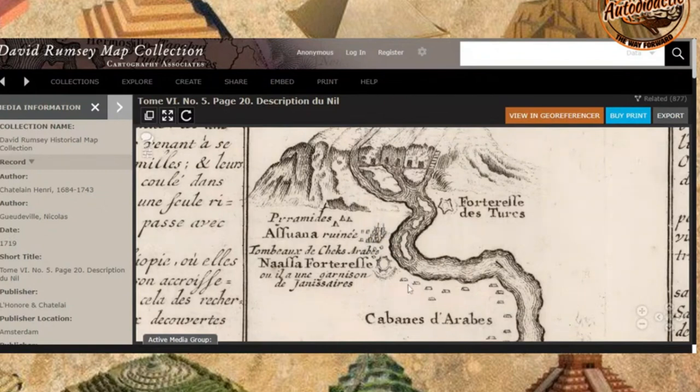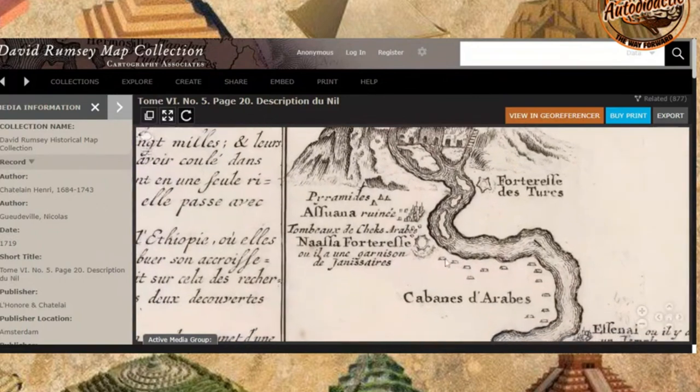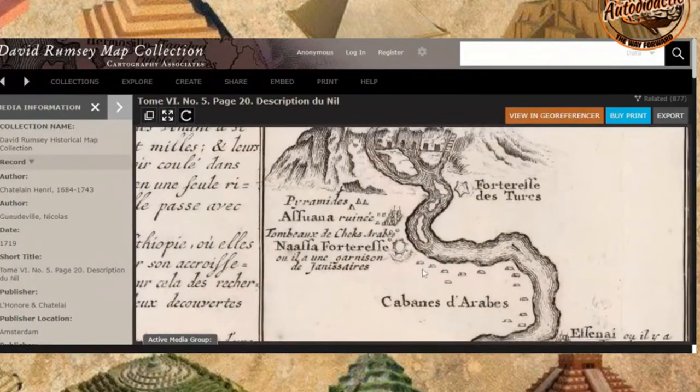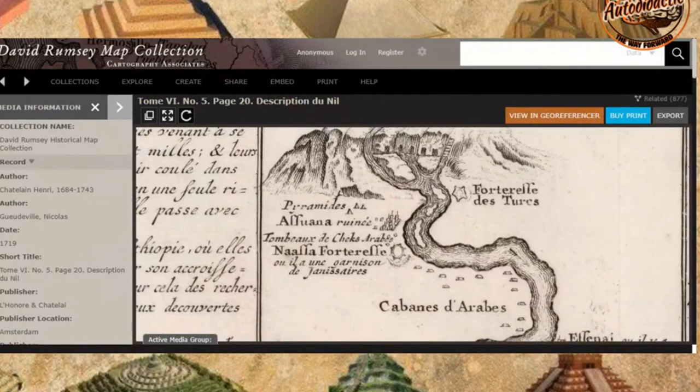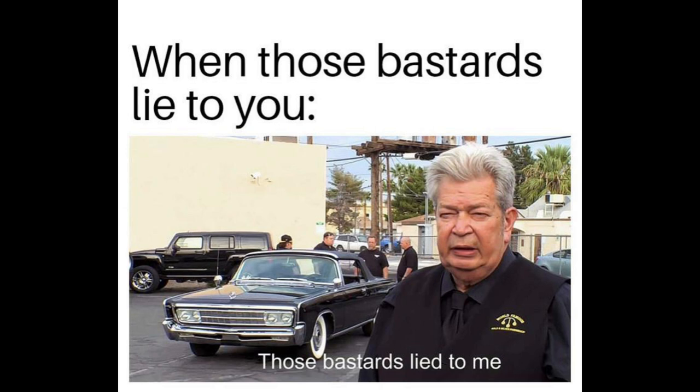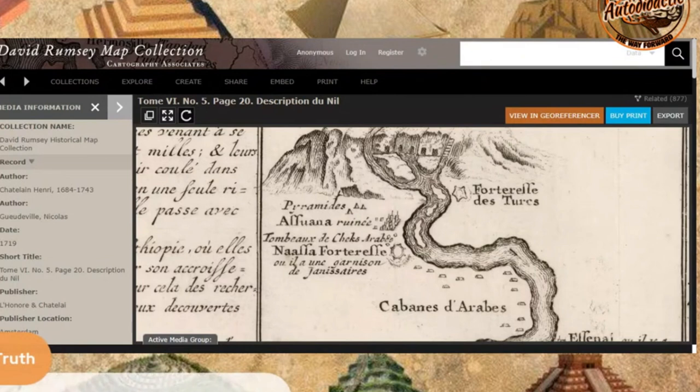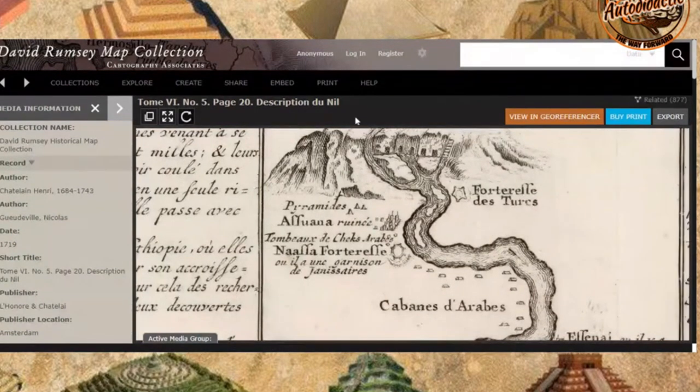How dare they lie to us? Yeah, no, they lied to us. Those are the ruins of Aswana. Those aren't the ruins of Thebes. Those bastards. But yeah, that's what's happened there. They've lied about that. Now, notice how underneath the Aswana ruins, it says the tombs of the sheikhs of the Arabs. The tombs of the sheikhs of the Arabs.